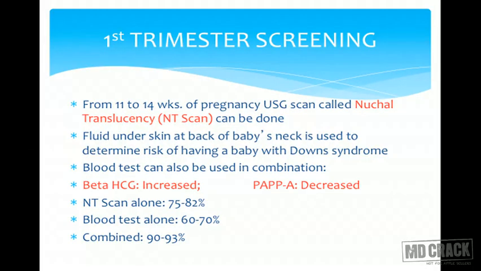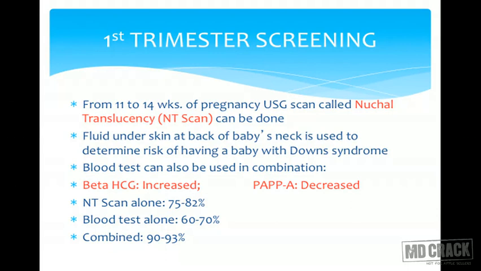This is fluid under the skin at the baby's neck and it can be measured, and the thickness of this nuchal translucency is suggestive of whether the baby has Down syndrome or other abnormalities. This test can be combined with two other markers to increase the sensitivity. So this test is combined with beta HCG, whose levels are increased in case of trisomy 21, and PAPP-A is also added, where the levels are decreased.